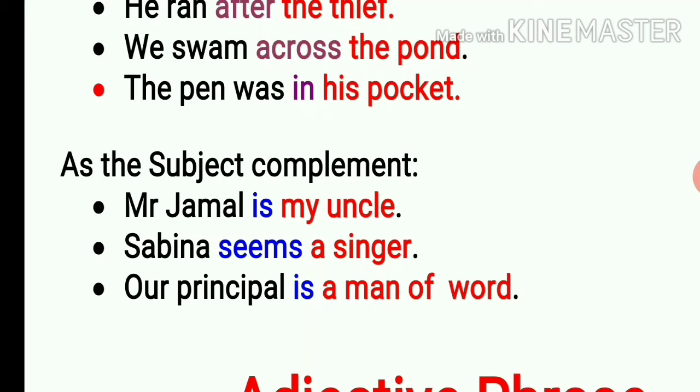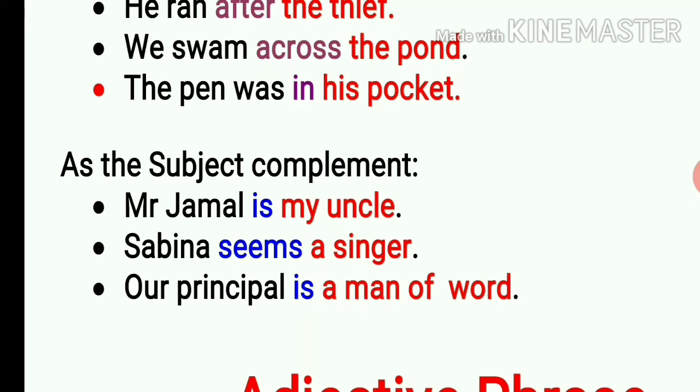Here, my uncle is a noun phrase, which serves as a subject complement because it describes the subject Mr. Jamal, and between the subject and its complement there is a linking verb. The second example, Sabina seems a singer.